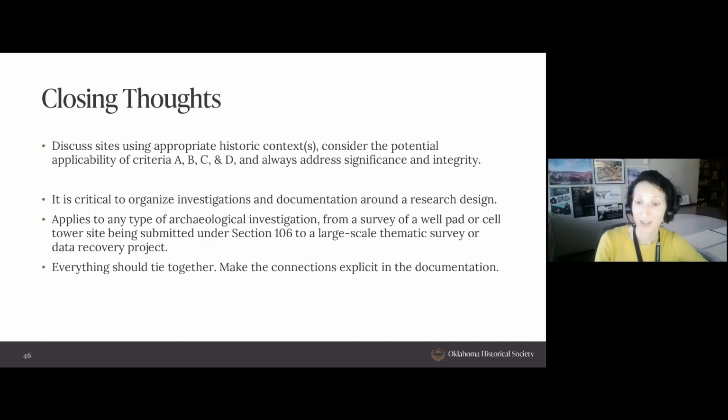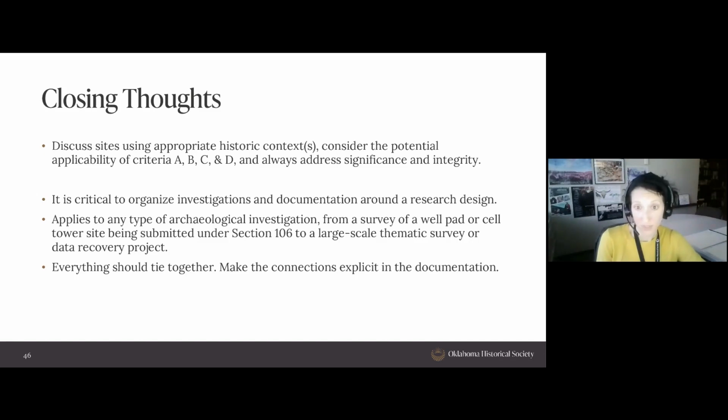And that is the information that I am sharing with you in this presentation. In closing, I want to reiterate those thoughts that I provided at the beginning. We want to make sure that we're discussing archaeological sites using the appropriate historic contexts, that we're considering the potential applicability of each criteria, and that we always address significance and integrity, both significance and integrity in assessing archaeological sites, acknowledging that an archaeological resource must have both significance and integrity in order to be eligible for the National Register.